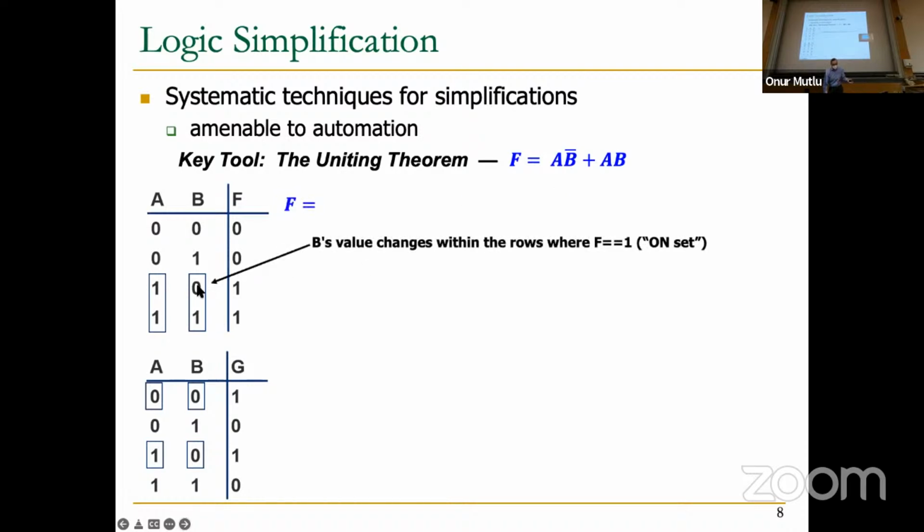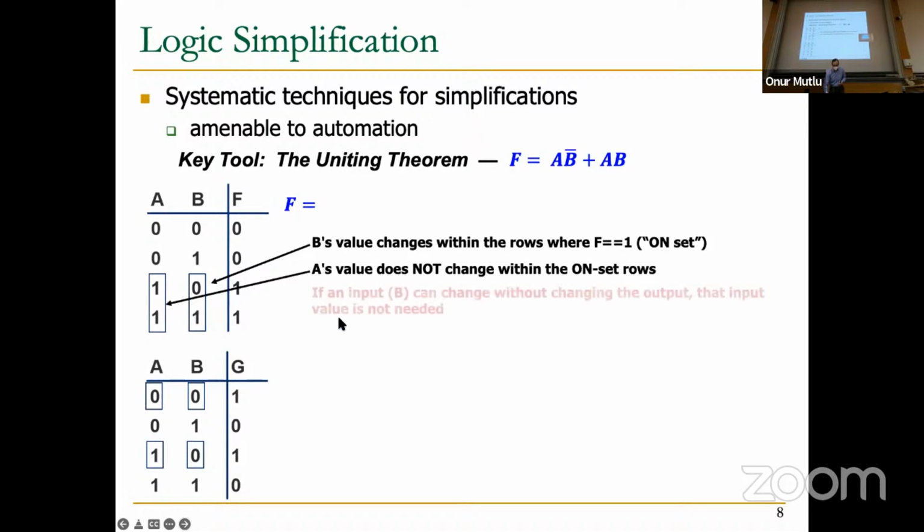So you can also look at it through the truth table. You can see that B's value changes within the rows where A is 1, but the function doesn't change depending on B's value. That means that when the function is 1, it's not dependent on B's value, it's only dependent on A's value. That's the uniting theorem, basically. A's value does not change within the onset rows. Onset rows are rows where the function evaluates to 1. And if an input, B, can change without changing the output, then that input value clearly is not needed. That's the idea of the uniting theorem.